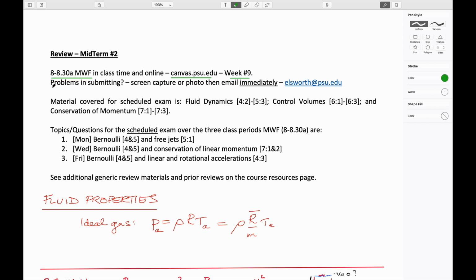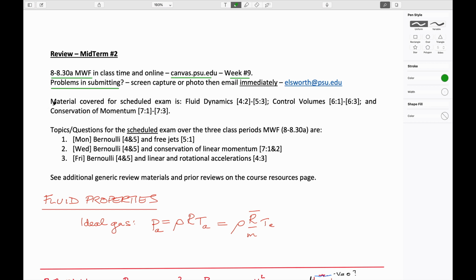Again, if there are problems in submitting your materials, I think when Canvas closes at 8:31, it will remember the items you had within your boxes. But if there's a crisis, then just send me your solutions as quickly as possible.